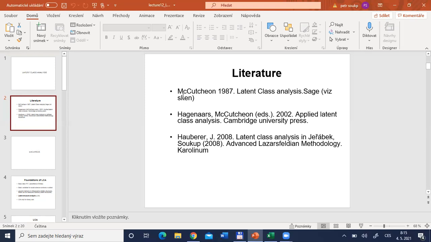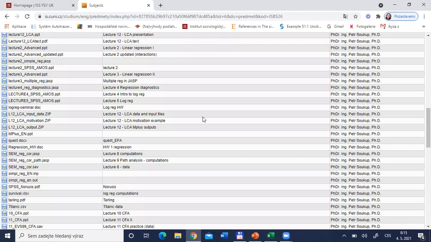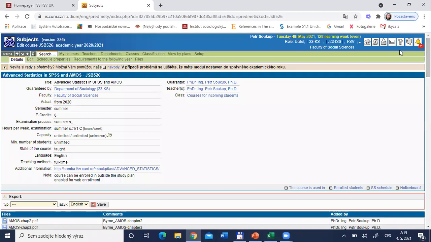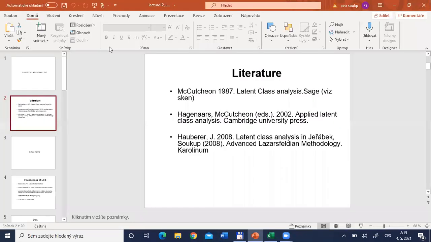So you can find this source in the student information system. That's the file, if I go back, which is called here LCA text. So this lecture 12 LCA text PDF, that's the text file, which is the McCutcheon textbook. So I will only close this window as we don't need it for next time.